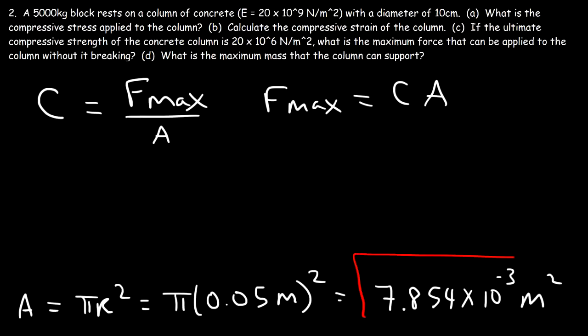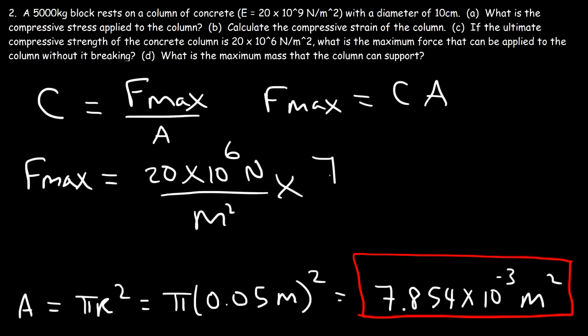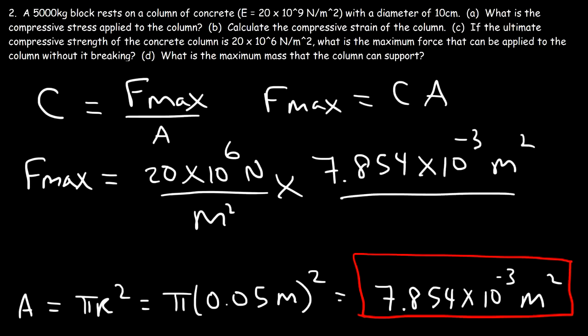So now let's calculate the maximum force. So it's equal to the compressive strength of 20 times 10 to the 6 newtons per square meter multiplied by the area of 7.854 times 10 to the minus 3 square meters. So as you can see, the unit square meters will cancel, leaving us with units of force, which is the Newton.